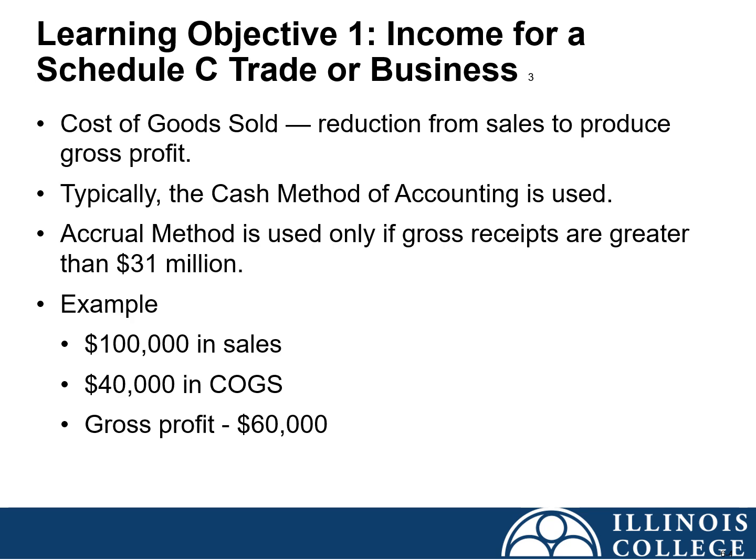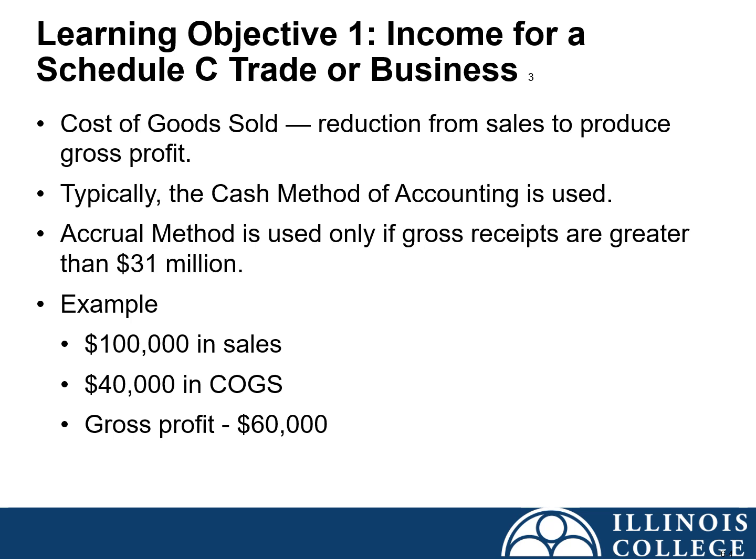Most Schedule Cs use the cash method of accounting, and under the cash method, income is recognized when it's received, expenses are deductible when they are paid, and this is the simplest and most common method. However, in some cases, businesses are required to use the accrual method. This generally applies when their gross receipts exceed 31 million and inventory is a material factor in the business.